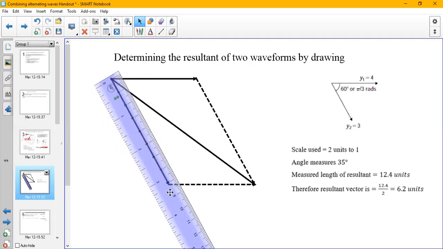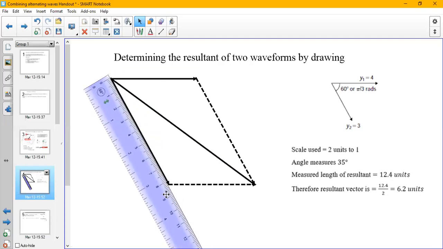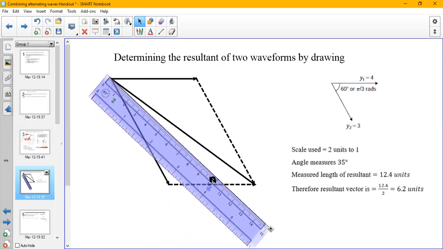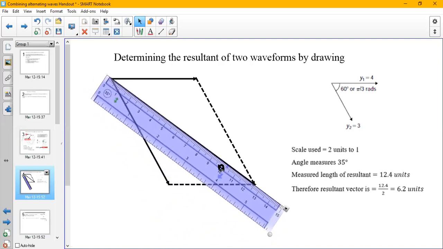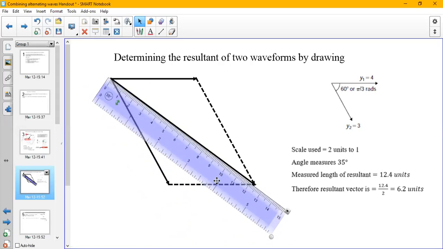We can then put our ruler on the resultant waveform after drawing it in and measure that off as 12.4 units. So we halve that figure and get 6.2 units for the length of that line, and the angle is approximately 35 degrees.